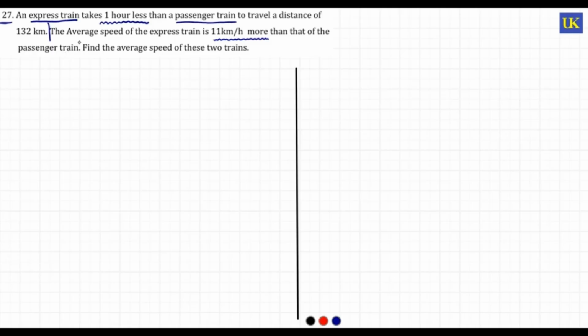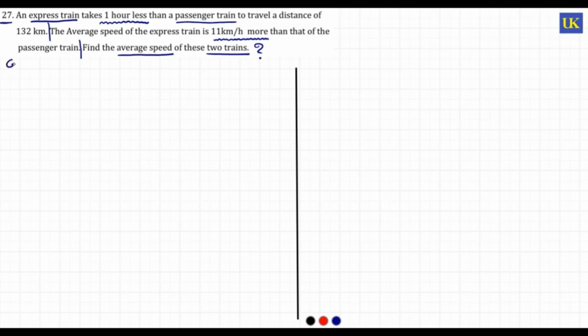Now next, they are asking us to find the average speed of both these trains. We have to find the average speed of both these trains. Now I hope you have understood the question. So now we will begin solving this.